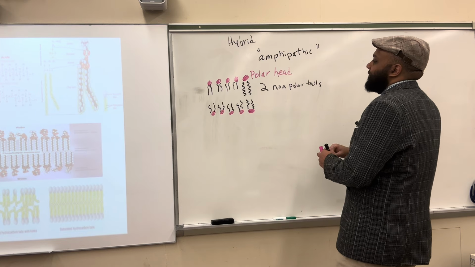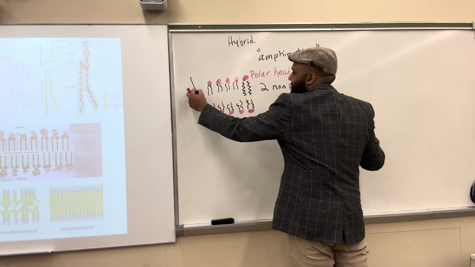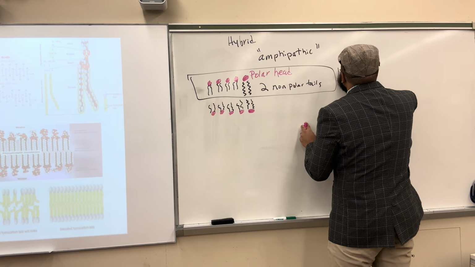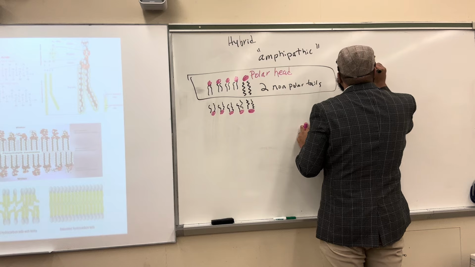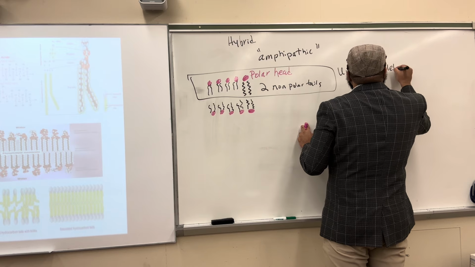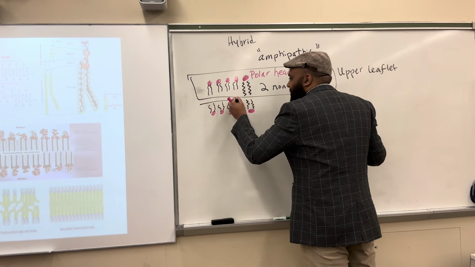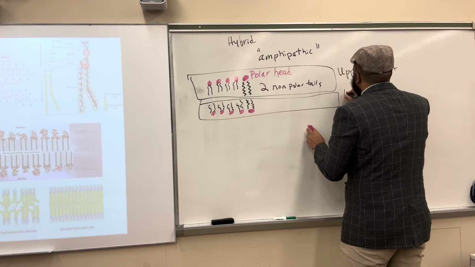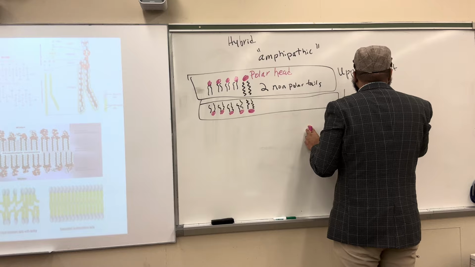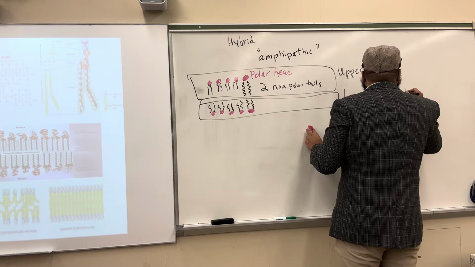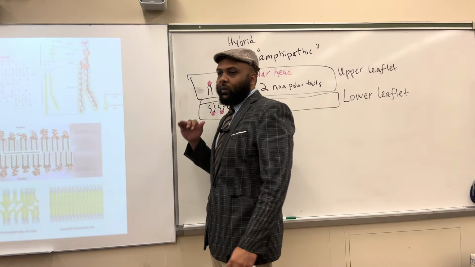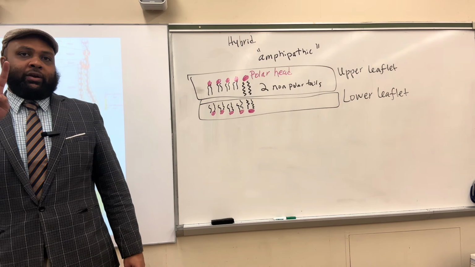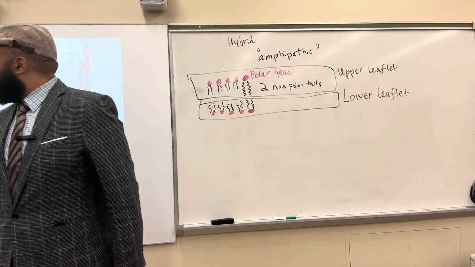So where's the upper leaflet? The upper leaflet is this. This whole side is the upper leaflet. And this bottom side is known as the lower leaflet. Upper leaflet and a lower leaflet. So your plasma membrane has a double layer, an upper leaflet and a lower leaflet.